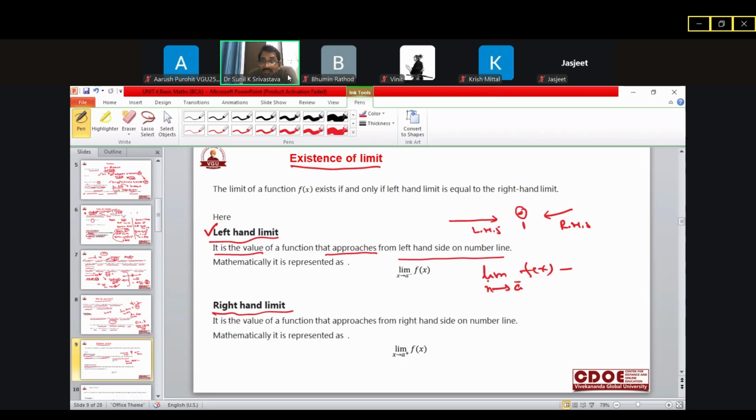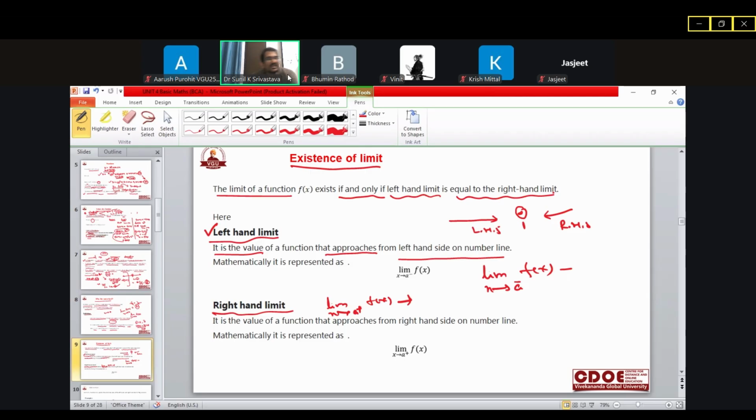And if we approach the point from the right hand side, that is the limit as x tends to a plus, and it is denoted as the right hand limit. So the limit of the function exists if and only if its left hand limit is equal to the right hand limit.